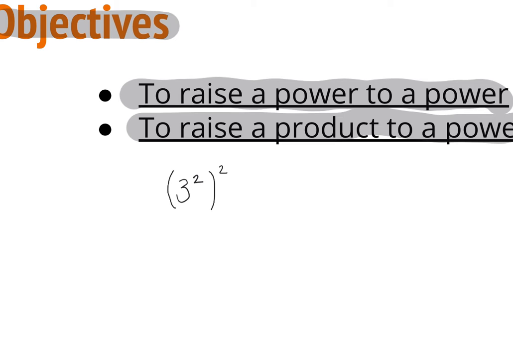Technically, what this is saying is let's take whatever the base is, which is now 3 squared, and we multiply that by itself. So this is the same as 3 squared times 3 squared. If you square something that's already squared, you just take it and multiply it by itself.